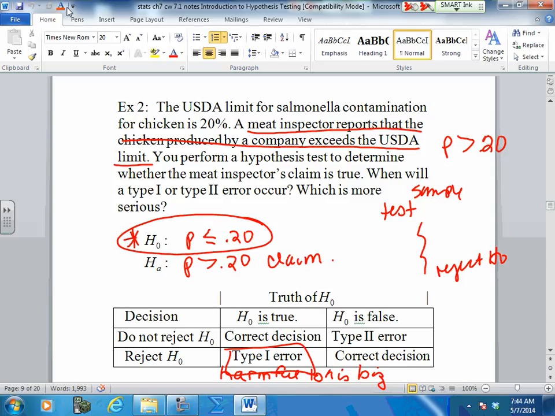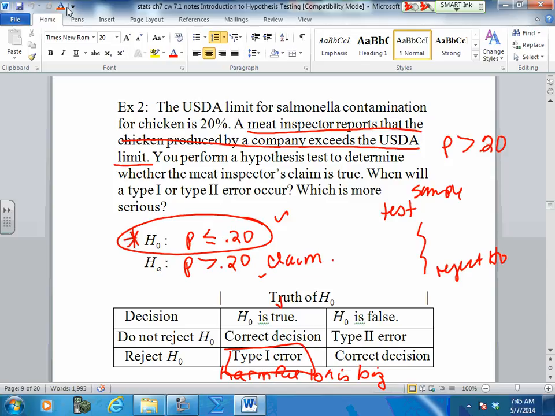If we did not reject H0, think of it this way: we have to accept this as true. That was a good decision because in this case, it really was true. Now, if we rejected this, then we have to take the claim as true, that we're saying there's more than 20% contamination. But the problem was, it really was less than or equal to 20.